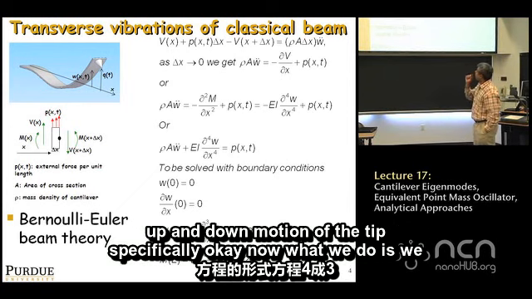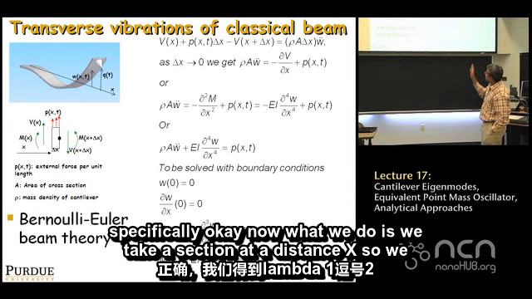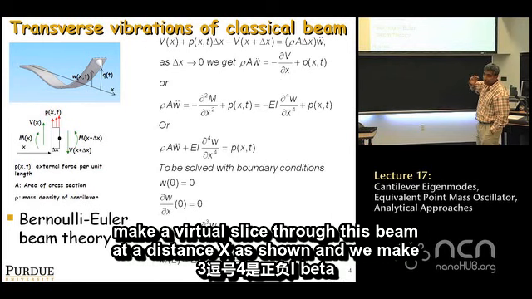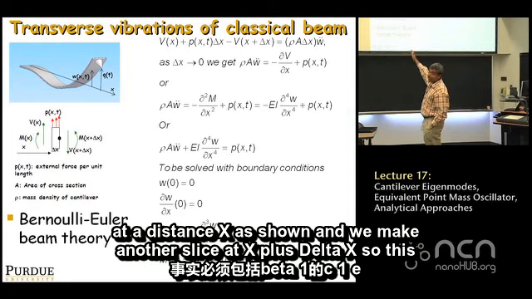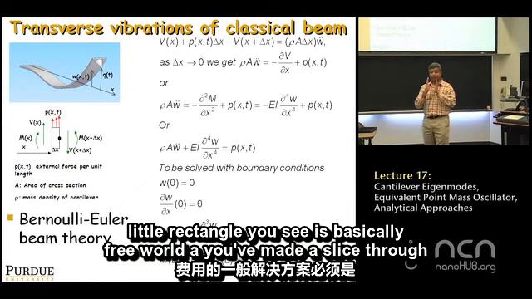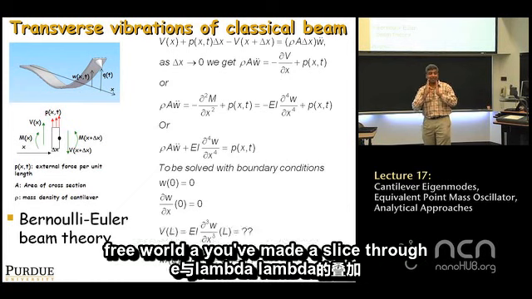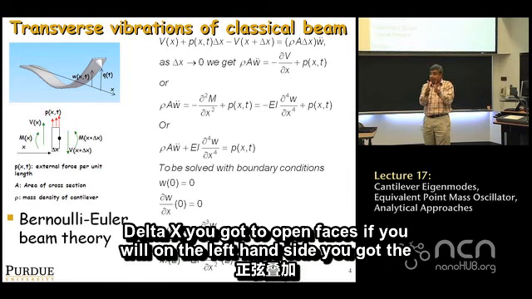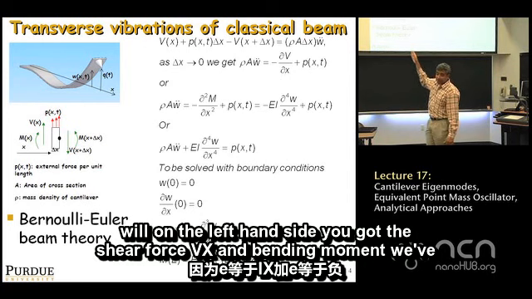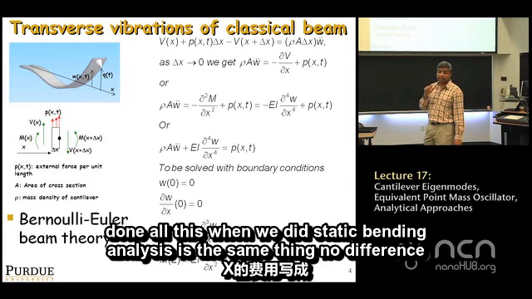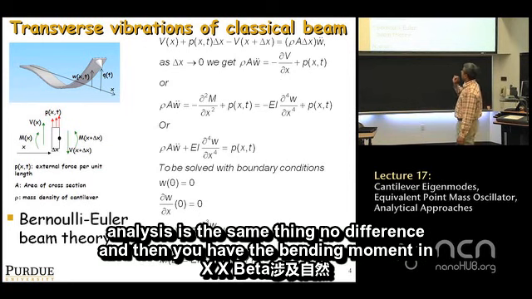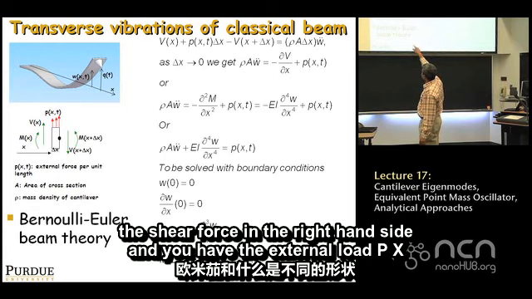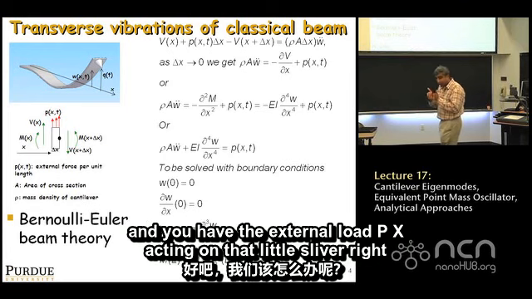Now, what we do is we take a section at a distance x, so we make a virtual slice through this beam at a distance x, as shown, and we make another slice at x plus delta x. So this little rectangle you see is basically a slice through the cross-section at x, another slice through the cross-section at x plus delta x. You got two open faces, if you will. On the left-hand side, you got the shear force, Vx, and the bending moment. We've done all this when we did static bending analysis. It's the same thing. No difference. And then you have the bending moment and the shear force on the right-hand side, and you have the external load Px acting on that little sliver, right?